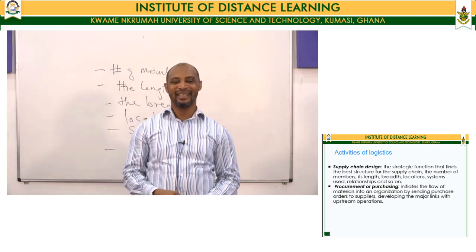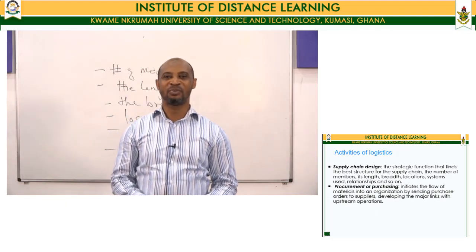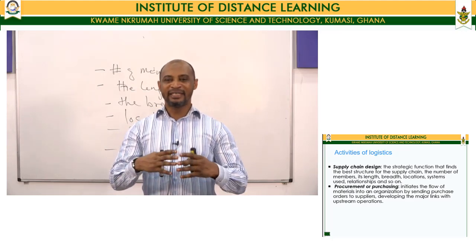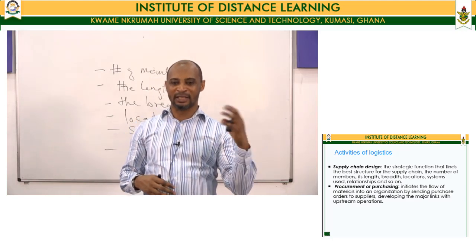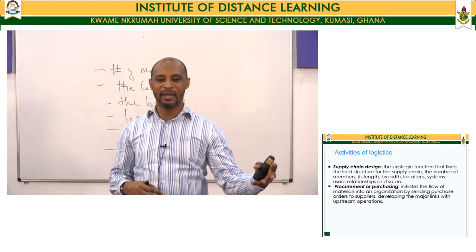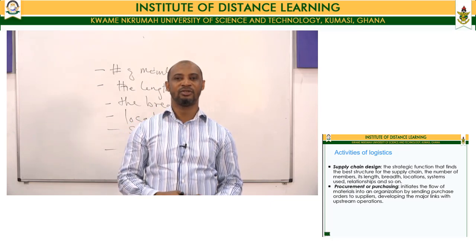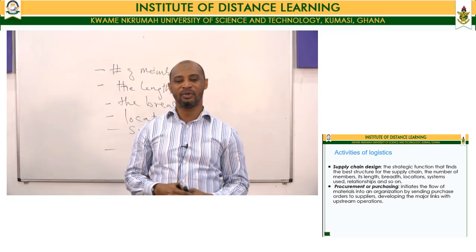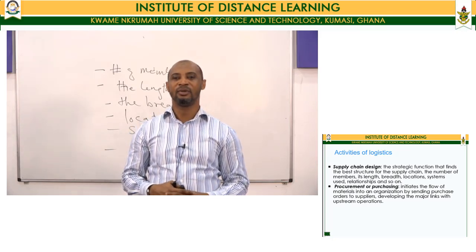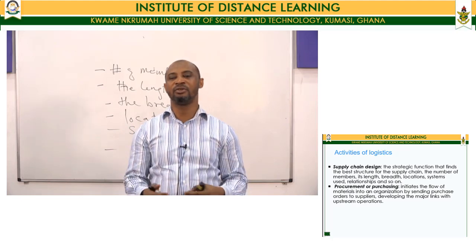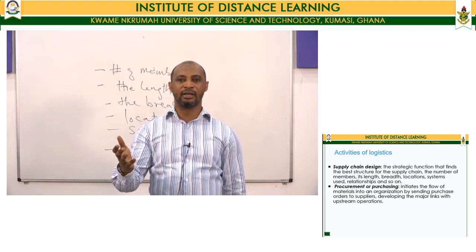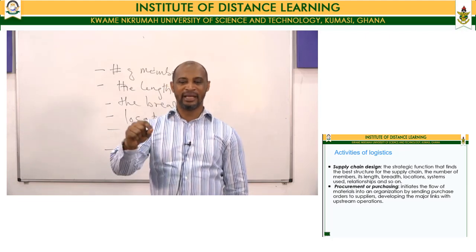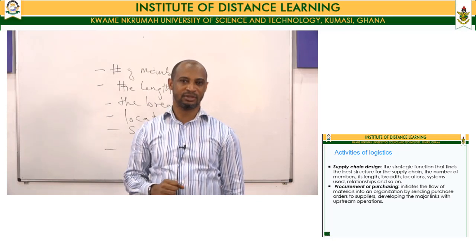The next logistics activity is procurement or purchasing. So here, this function initiates the flow of materials into the organization by sending purchase orders to our suppliers. It can be a request for quotation, a request for price quotation, all those other requests. And then beyond that, developing the major links with upstream operations.